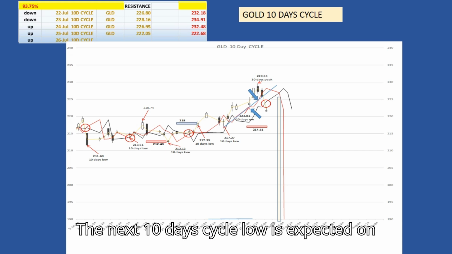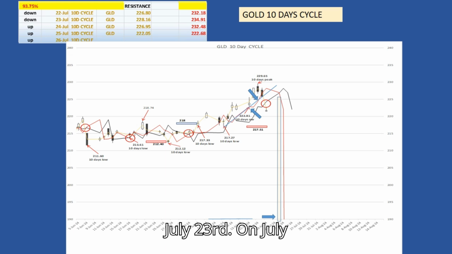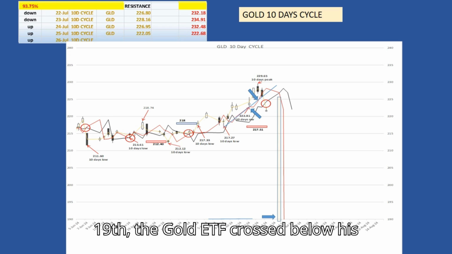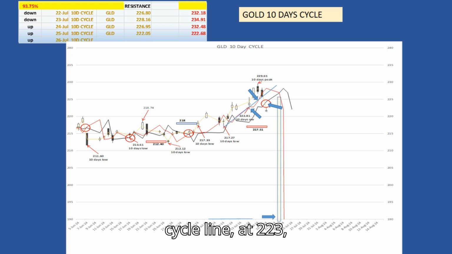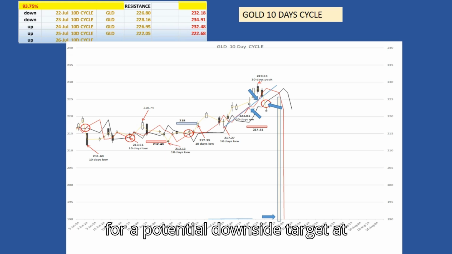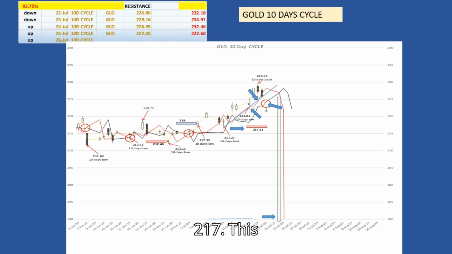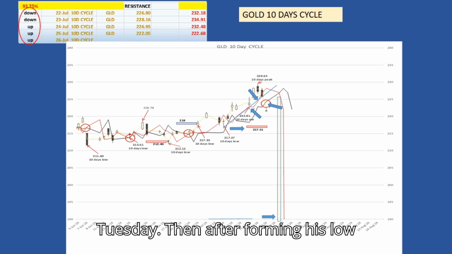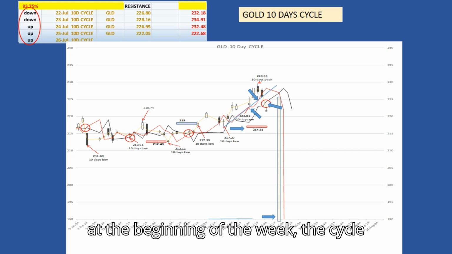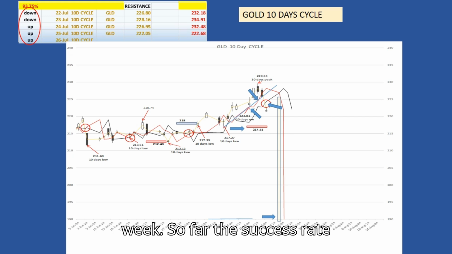The next 10-day cycle low is expected on July 23rd. On July 19th, the gold ETF crossed below its cycle line at 223, for a potential downside target at 217. This week the trend is down for Monday and Tuesday. Then after forming its low at the beginning of the week, the cycle trend will be up for the rest of the week. So far the success rate is 93%.